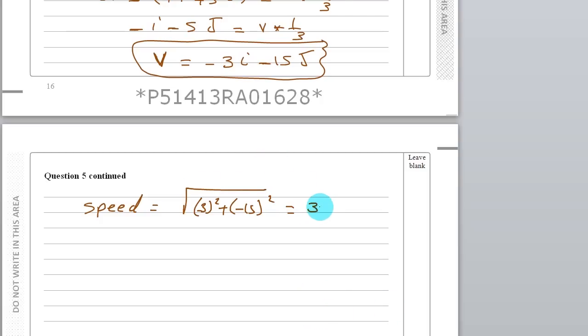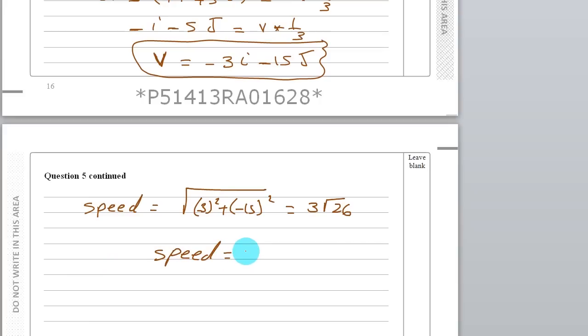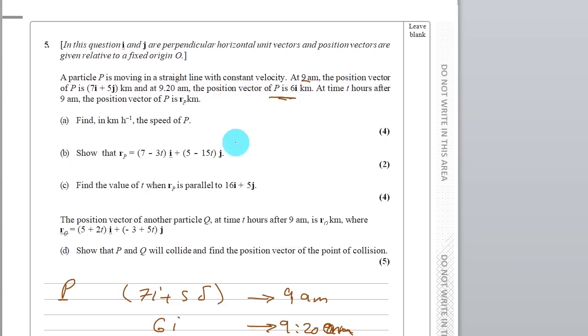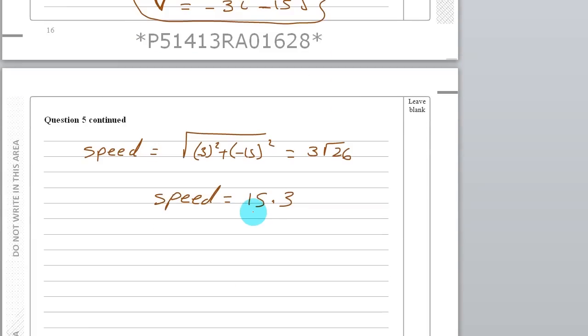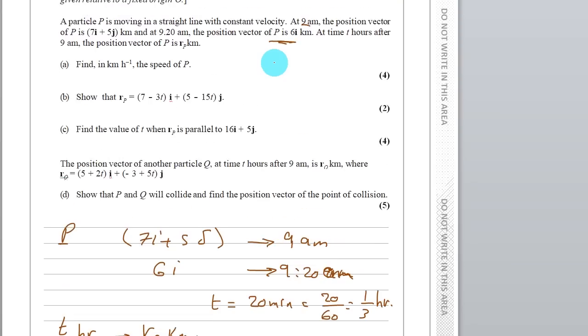3 square root of 26, so the speed is equal to, as a value, 15.3. And you need this value in kilometer per hour, yes, kilometer per hour. This is the value that you need. Let us go and read another question.